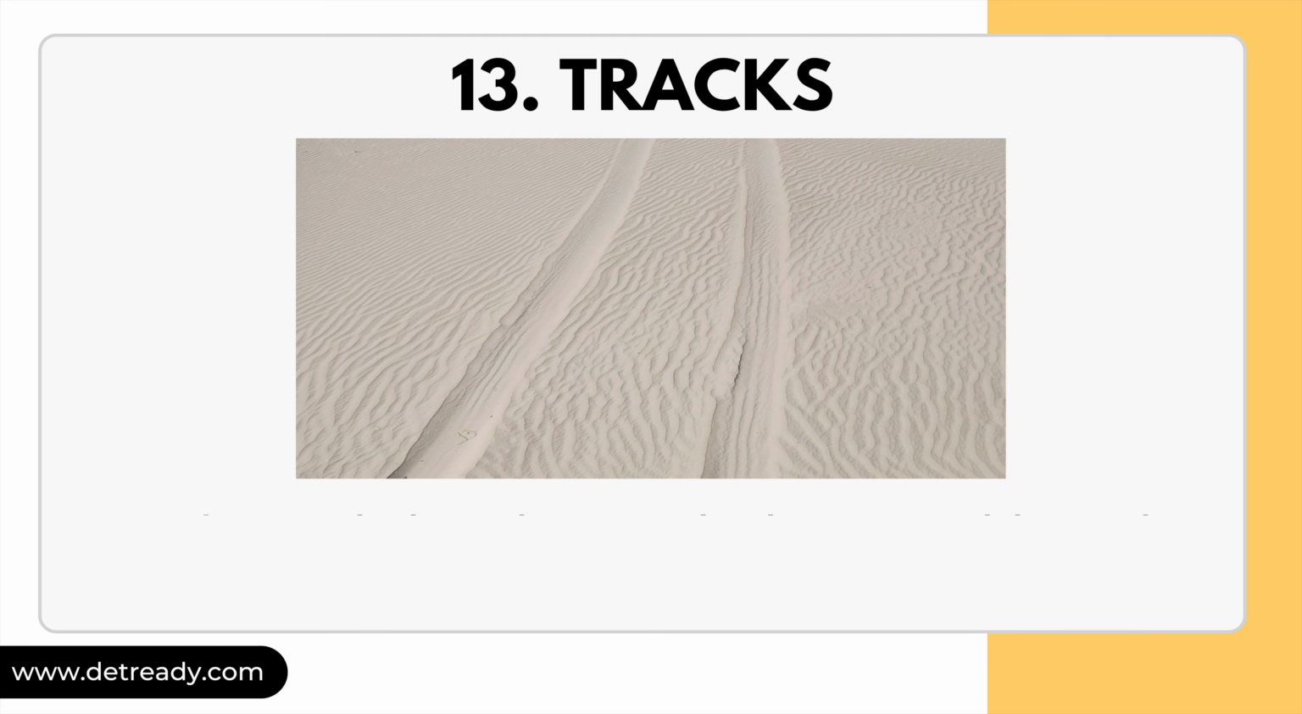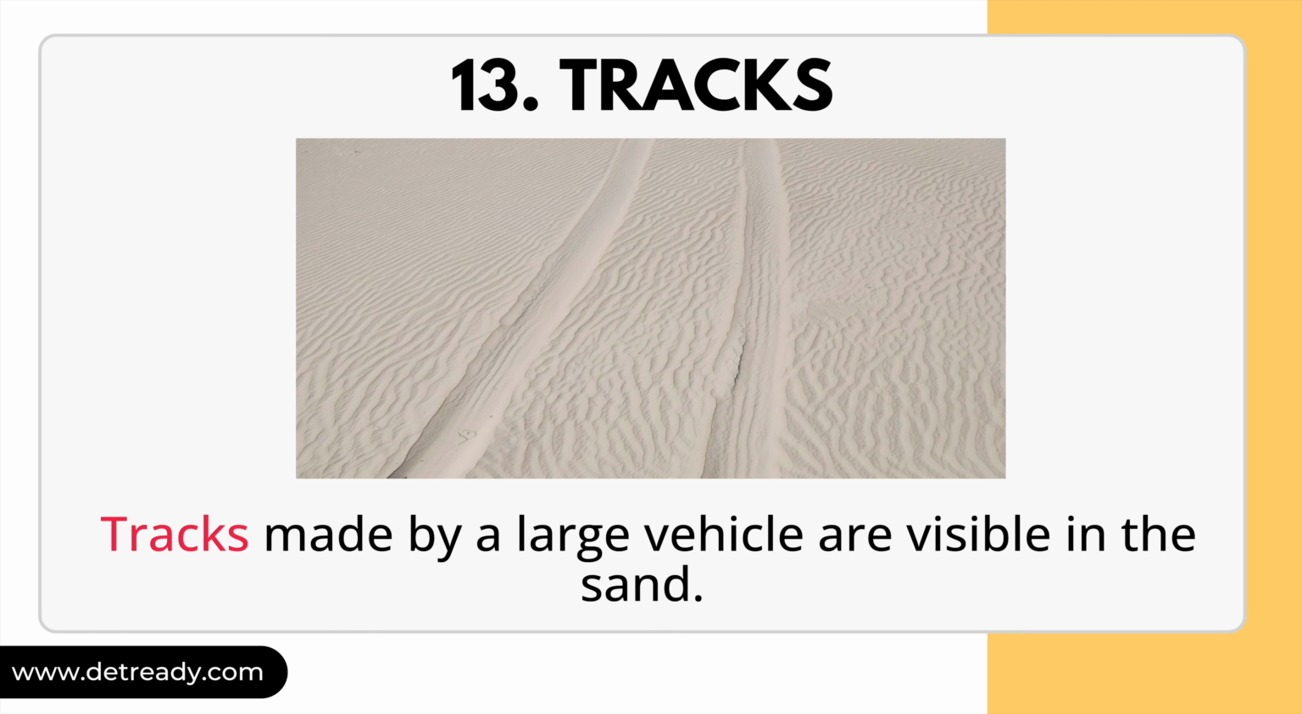Okay, now getting a bit more specific. The next one we have is tracks. These are the marks left by someone or something. It could be a person, an animal, or a vehicle. Here in this photo, these tracks were made by a vehicle. So my description goes like this. Tracks made by a large vehicle are visible in the sand.